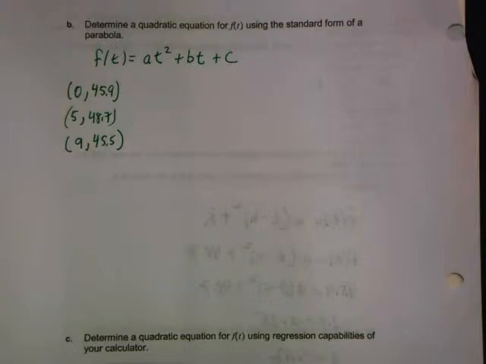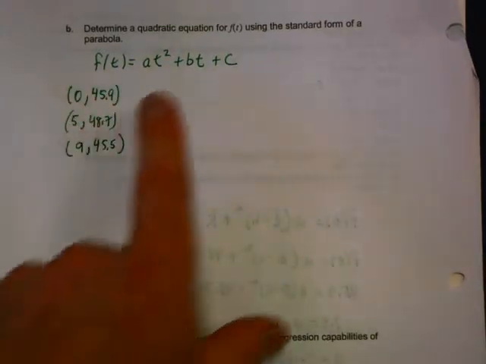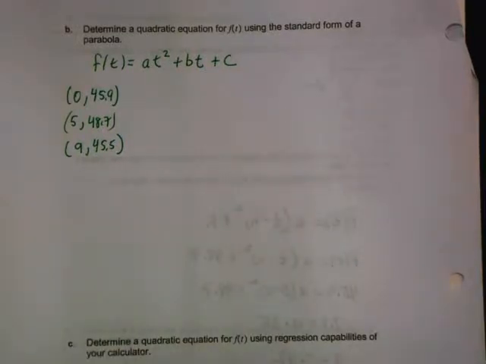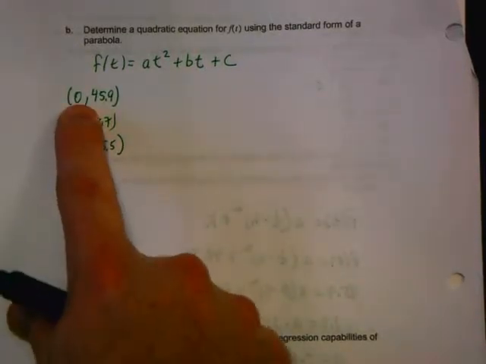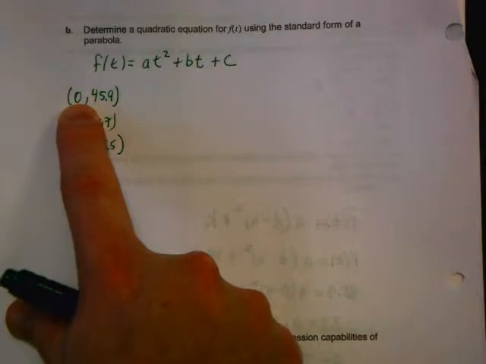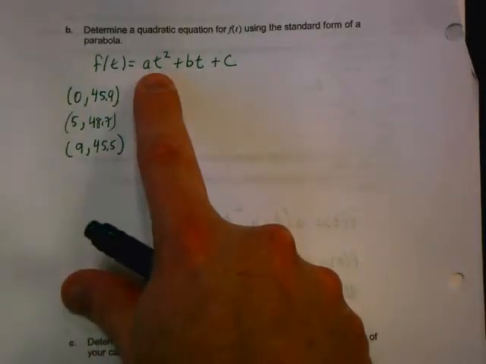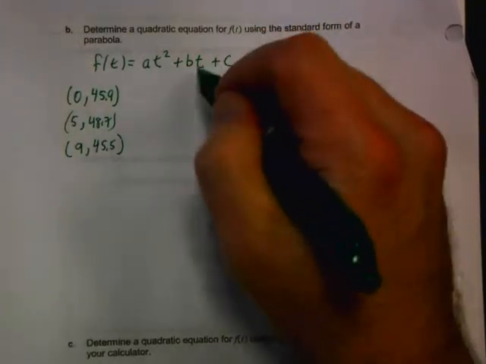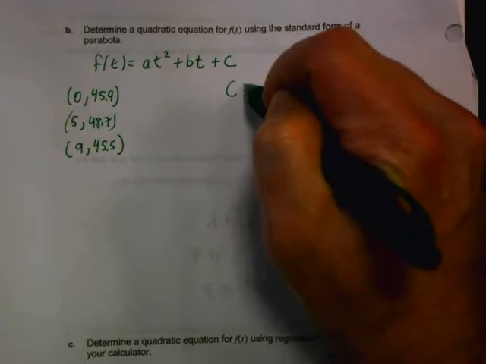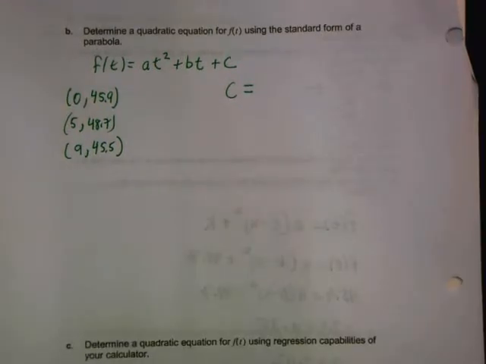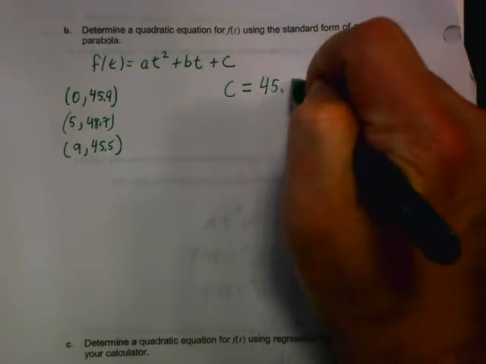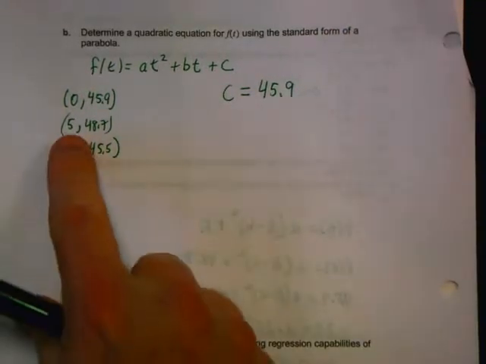What we did is we took those 3 points and we plugged them in. And that gave us a system of equations. So I'm going to plug them in. I'm plugging in 0 for the t number. What happens when I plug 0 in for the t number? I get c. I get 0 plus 0 plus c would have to equal what? The 45.9. Then I plug in 5.